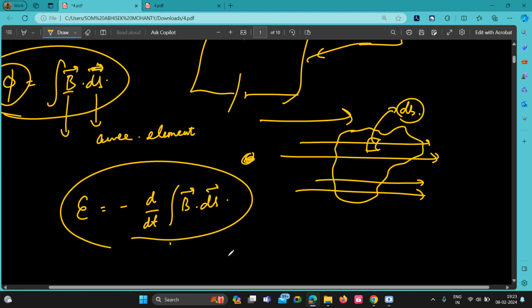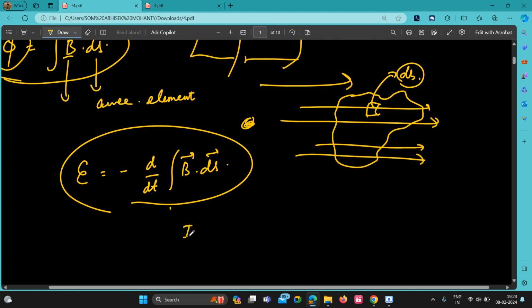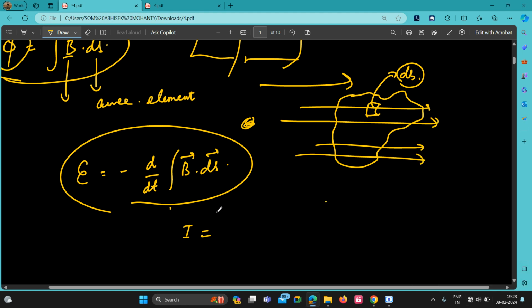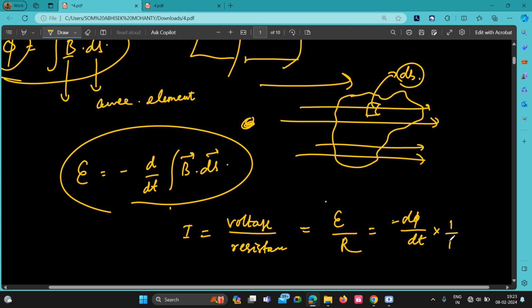Is that all right? Now tell me, what is current? Current is simply voltage by resistance. Current is just simply voltage by resistance. Is that all right? So voltage is what? EMF. EMF by R. EMF is how much? Minus d phi by dt. And this is into 1 by R. Okay. Is that all right?